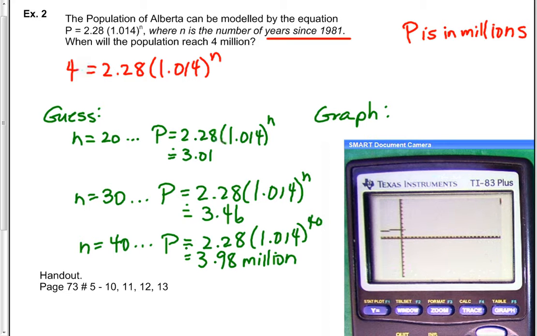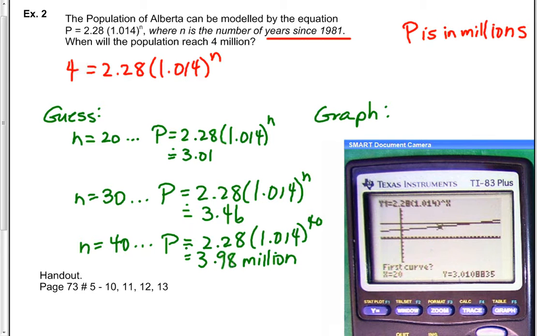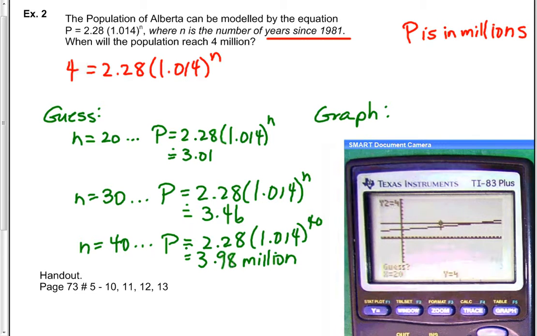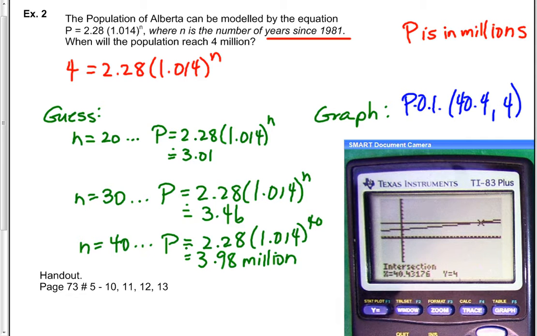And here is our exponential curve. And here's our line. We can see that point of intersection, though not clearly. The graphing calculator can find it. First curve jumps to the second curve, enter. 40 and a little bit. So the point of intersection, 40.4 years will give us our 4 million.